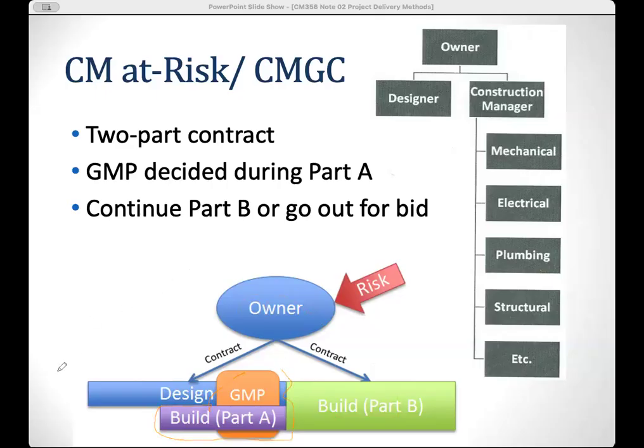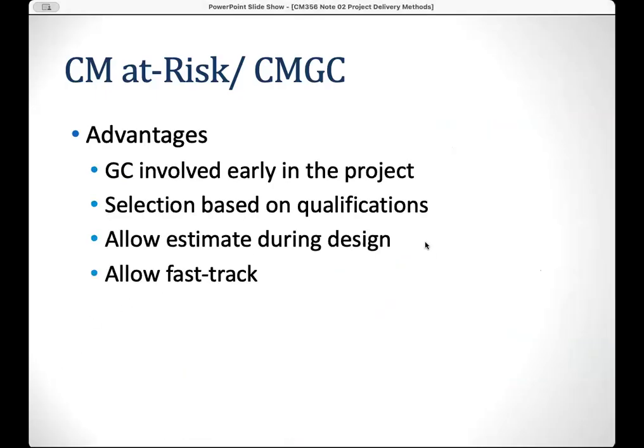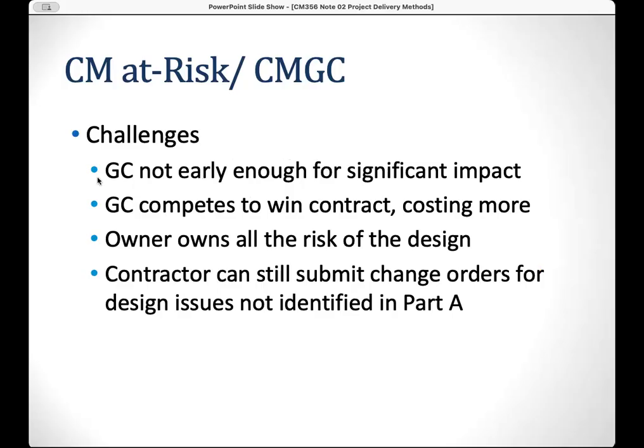Okay, so the general contractor is involved early in the project. That is true for the CM at risk. The selection is based on qualification, same as CM as an agency, right? So it saves time in the design duration, and it is also a lot faster track. The challenge is the general contractor is not early enough to significantly impact the project, right?